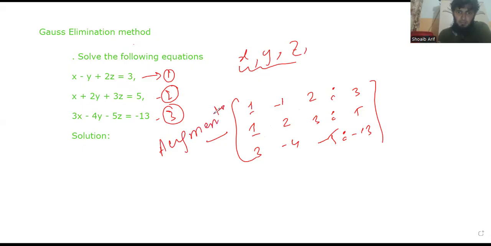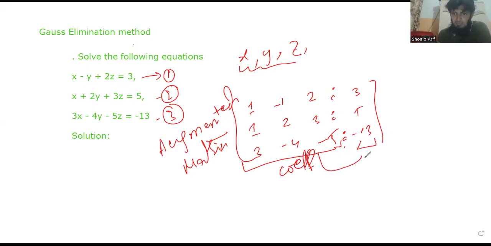Augmented matrix. We write the coefficient matrix, this is the coefficient matrix, and this is the right hand side. So we write both matrices as the same matrix. So this is the augmented matrix. So now we will convert it into echelon form.